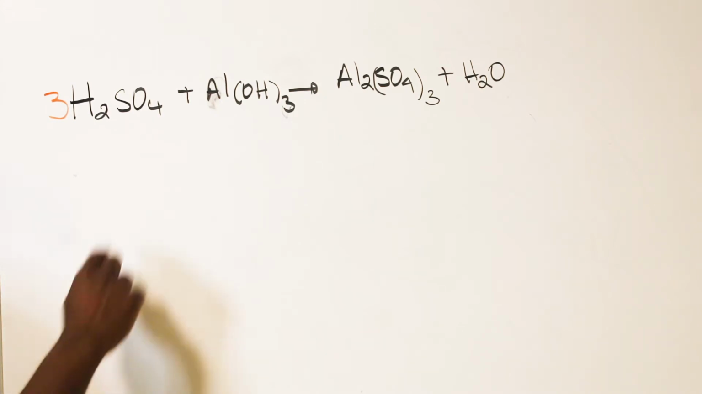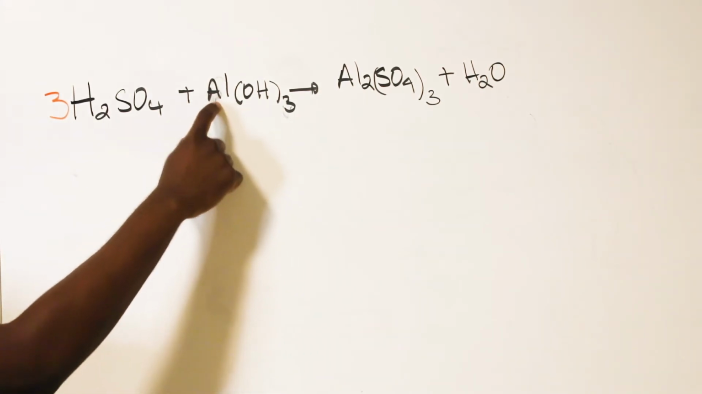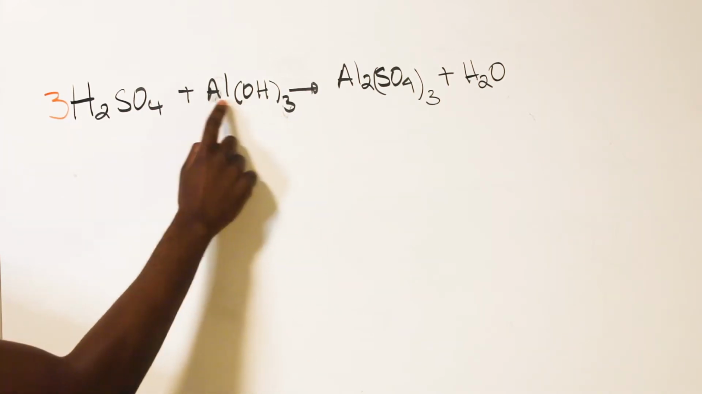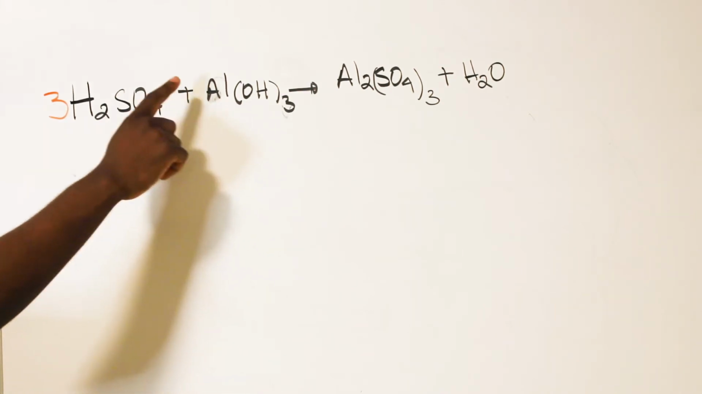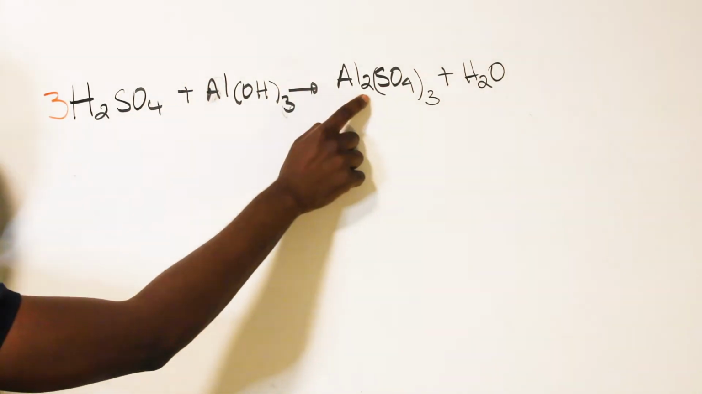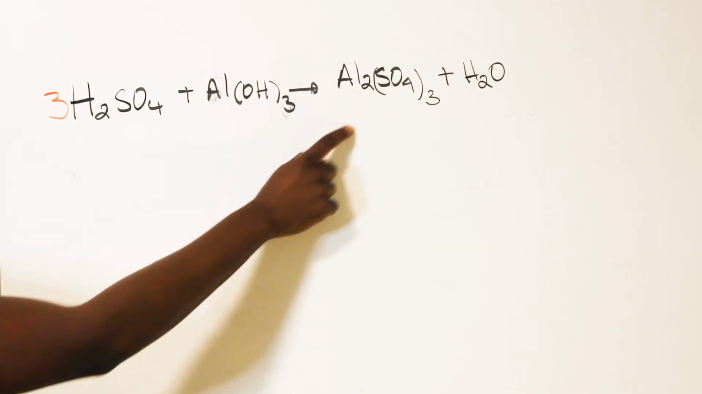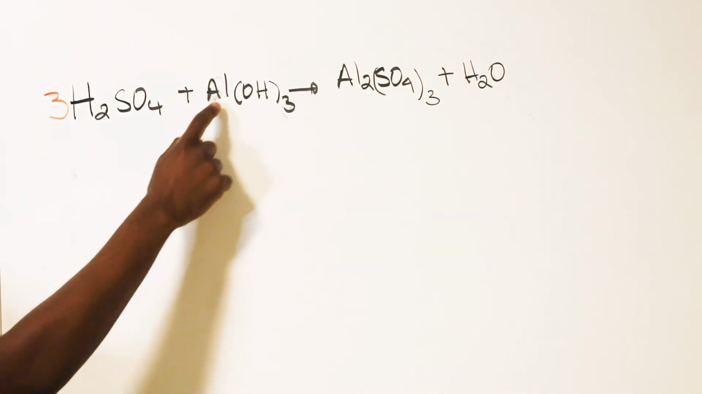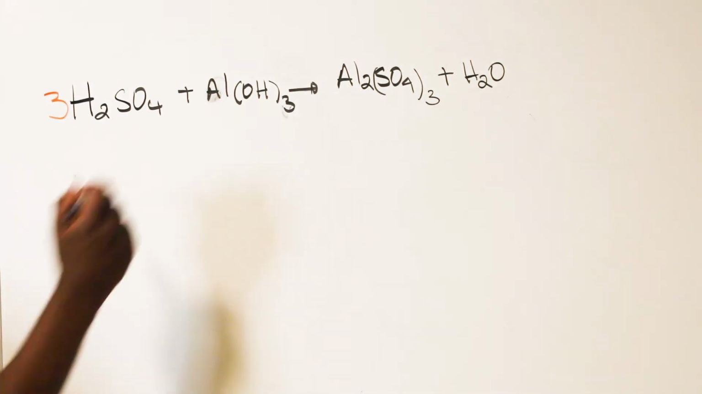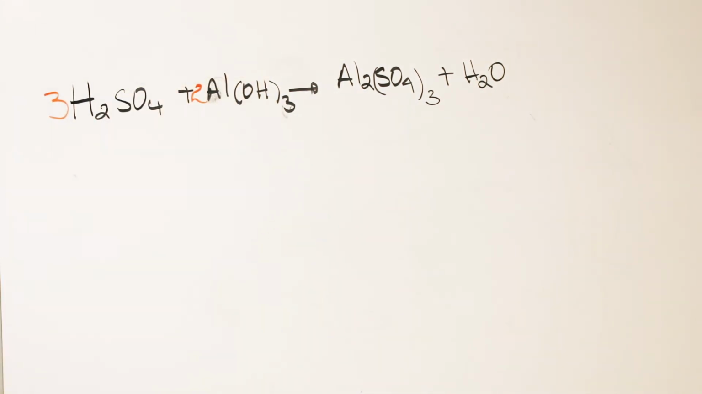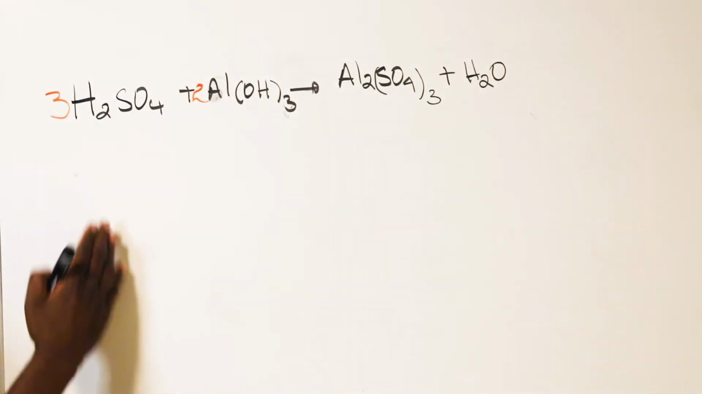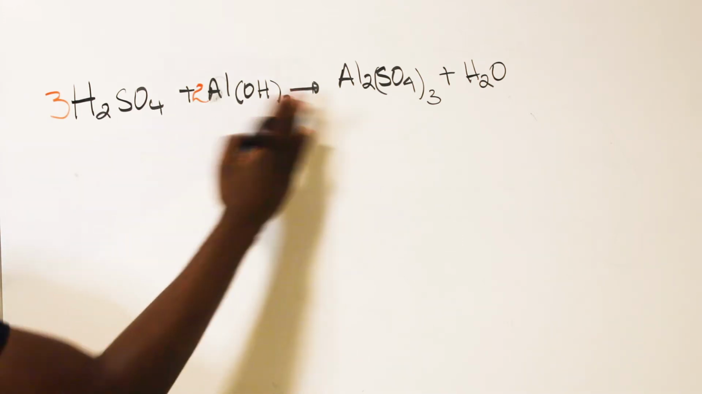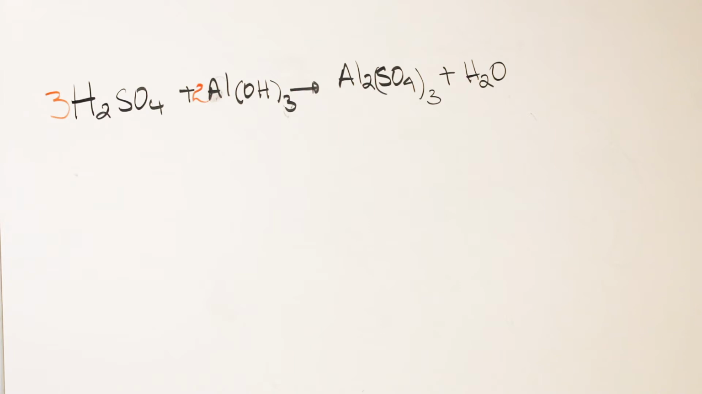Aluminum. How many aluminum do I have on this side? I have one aluminum on this side. This three does not belong to aluminum. It belongs to hydroxide, right? So I have one aluminum on this side and two on the other side. For me to have two on this side, I need to have a two in front of the aluminum. So we add two. Now we have two aluminums and two aluminums. So now I can say my SO4 is balanced, my aluminum is balanced. Now I need to check my hydrogen and oxygen.